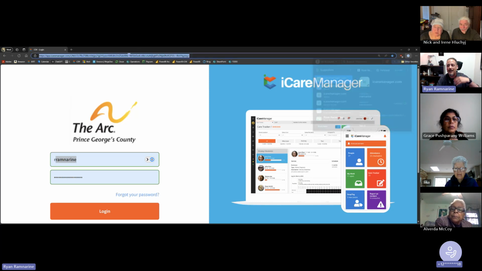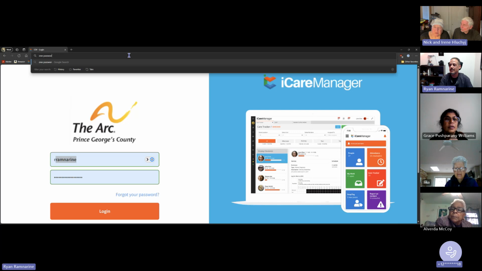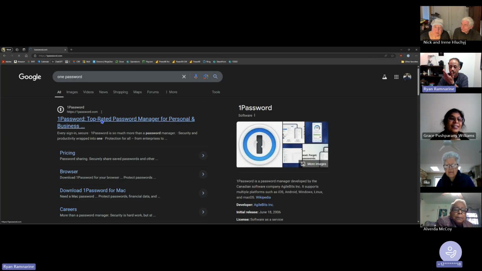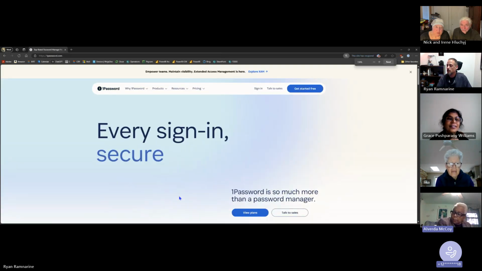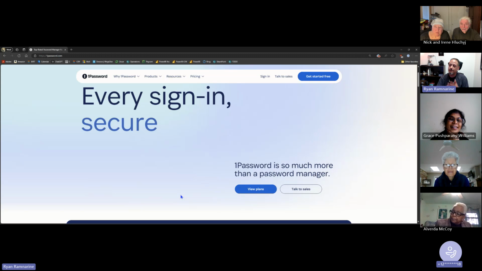So that's my tech tip. It's called 1Password. I personally use it. I love it. But it's a secure sign-in for a password manager that saves all of your passwords, so you're never having to go in and remember your passwords anymore. It's a godsend. It saved me so much time. It makes your life extremely easy.